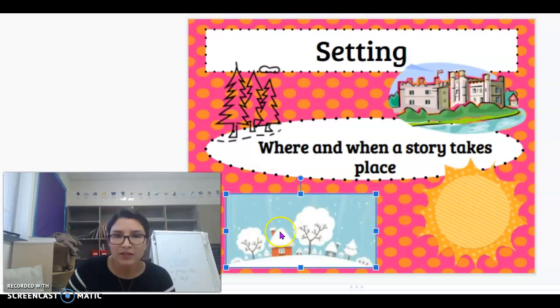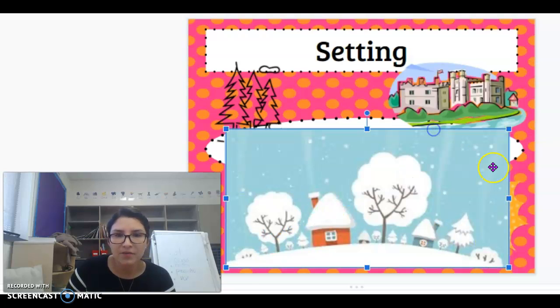So, for example, let's look at this little picture. Make it bigger. So, where? Well, outdoors, right? Outdoors. When? Well, it's during the day, but probably during winter because I see snow and I see it doesn't look dark, it just looks like it's daytime but with snow. So where? Outside in a little neighborhood. That's where. When? Winter, during the day. Okay? Where and when.